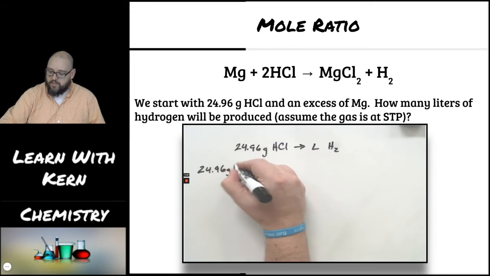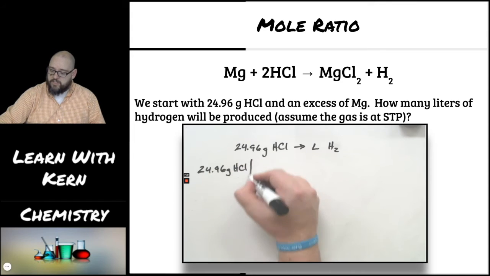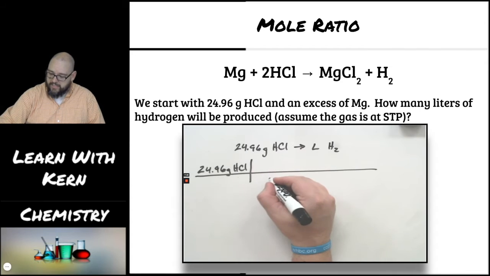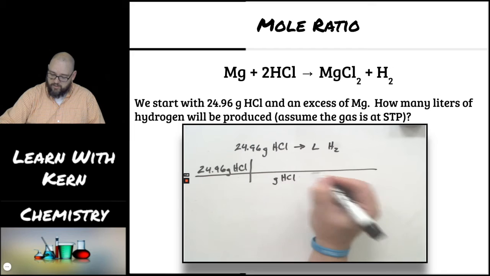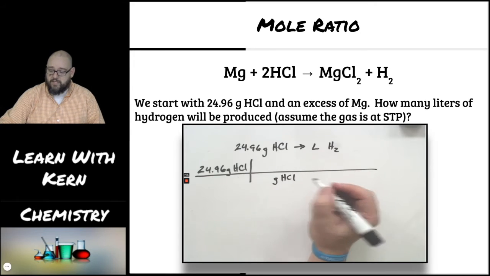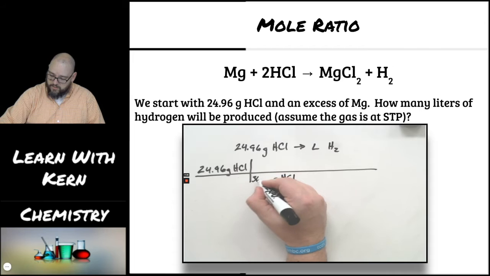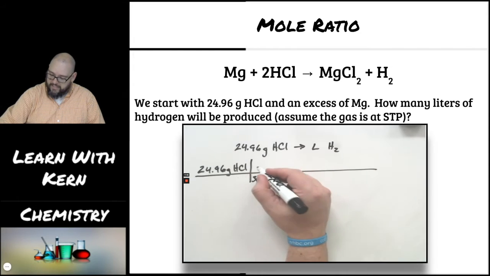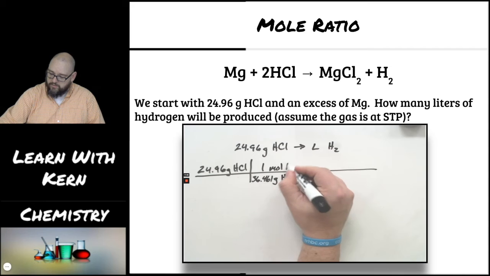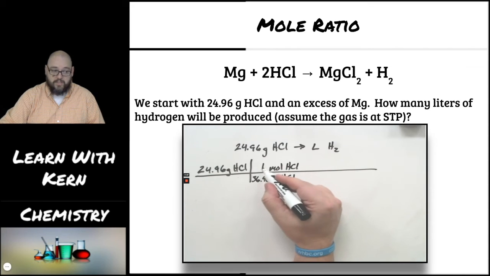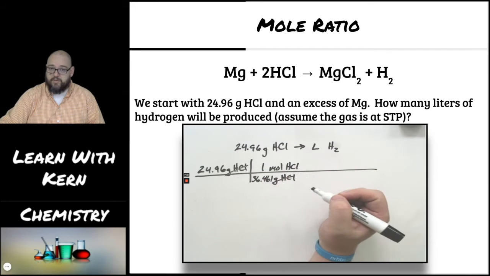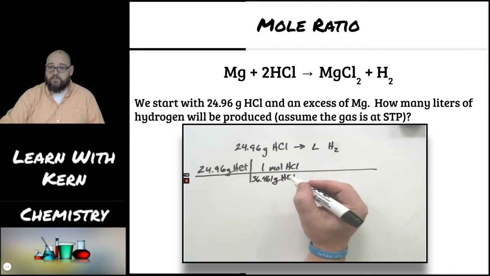So if I have 24.96 grams of HCl, the first thing I need to do is convert to moles. If I have grams of HCl on the top, I need to have grams of HCl on the bottom. And so I find the molar mass of hydrochloric acid is 36.461. So that's 36.461 grams of HCl is equal to 1 mole of HCl. Notice it's 1 mole here because I'm doing a conversion. Grams of HCl cancel. I have moles of HCl. So I've done my first part of converting to moles.